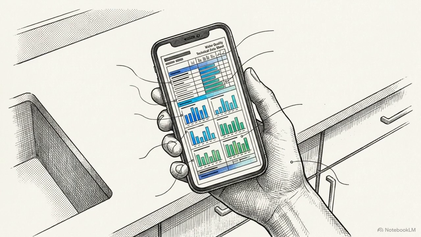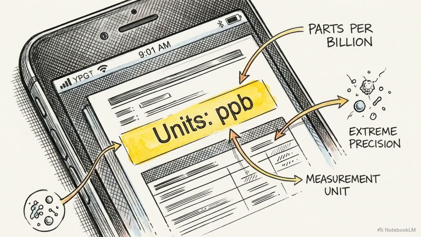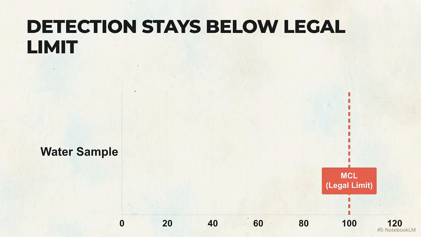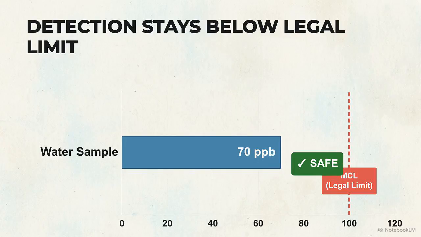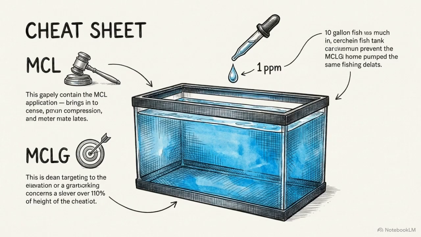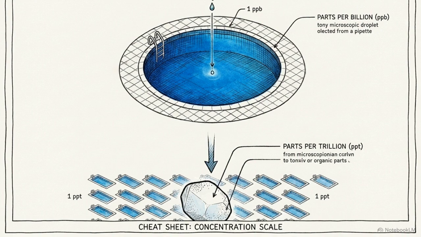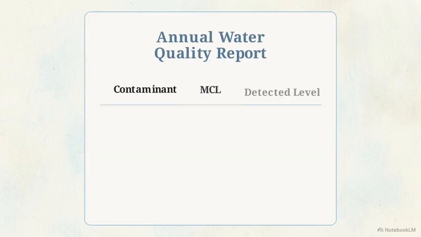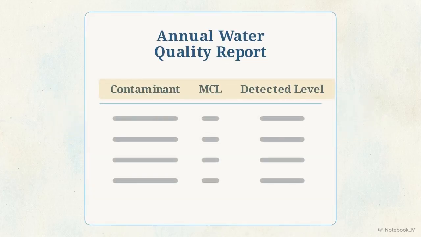When reading your own report, check your units of measurement, identify the legal limits, and remember that a detection is only a violation if it exceeds the MCL. Remember, the MCL is the law, while the MCLG is the health goal. 1 ppm is a drop in a fish tank, 1 ppb is a drop in a pool, and 1 ppt is a single drop across 35 pools. You can find your local Consumer Confidence Report through your utility's website to see exactly how your water supply compares to these standards.